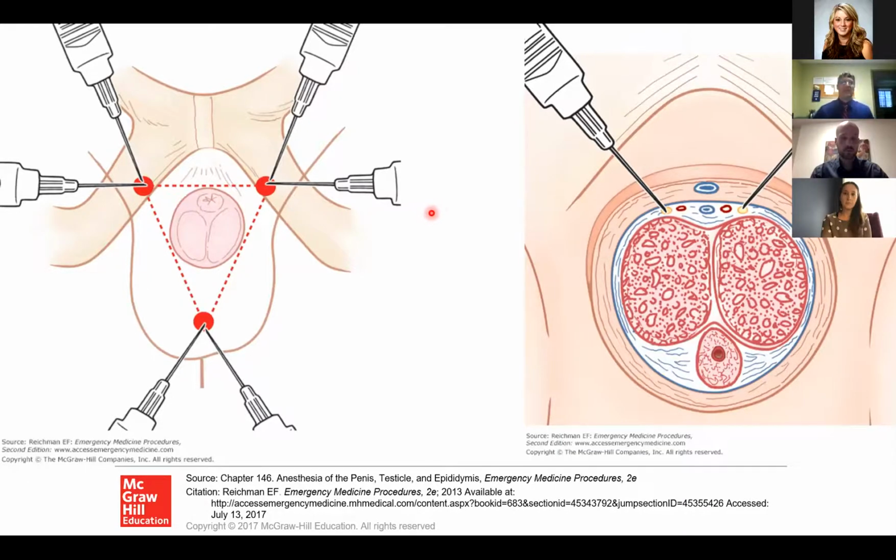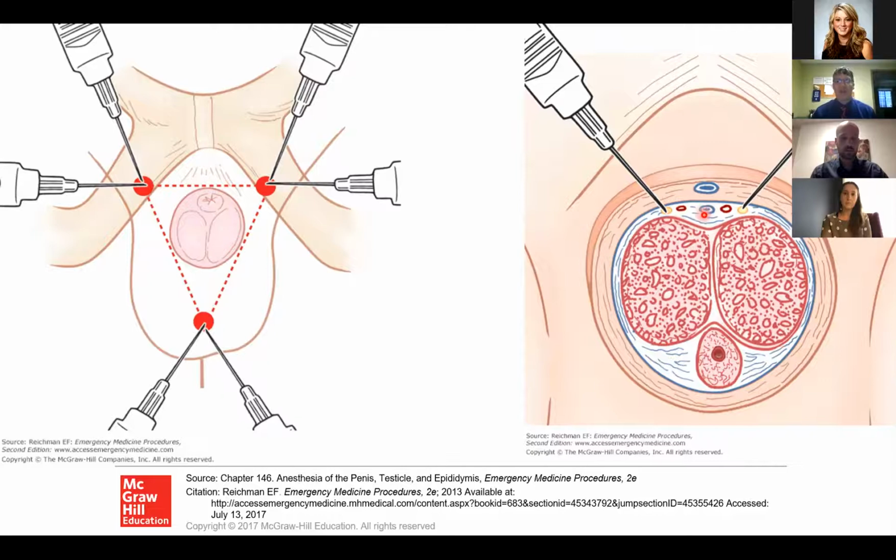Okay. Two different techniques in this area. One is either a ring or a field block. What you do is you create 3 wheals of anesthesia, and you do this actually on the abdominal wall, right where the penis protrudes from the abdomen. And once you have these 3 wheals, then you inject in a ring-type pattern all around the penis, and that will bathe the whole area, including the penile nerves, and that will anesthetize the penis.